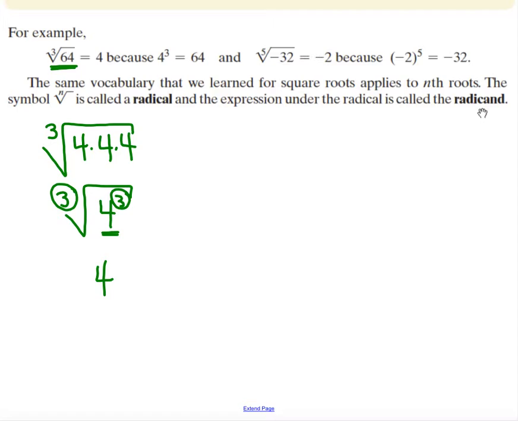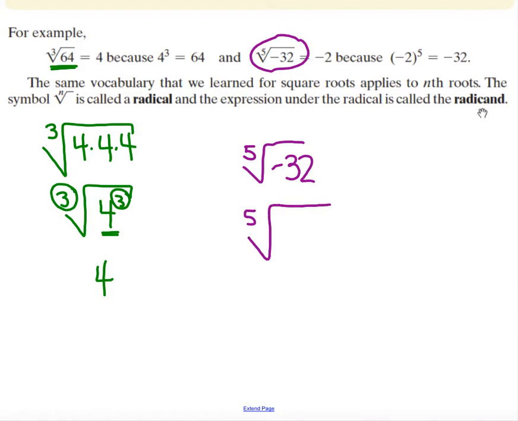So here's a second example. The fifth root of negative 32. Break it down. Negative 32 can be written as negative 2 times negative 2 times negative 2 times negative 2 times negative 2, which gives you negative 32. So that's negative 2 raised to the fifth power. The index and the power match up, so you're left with an answer of negative 2.